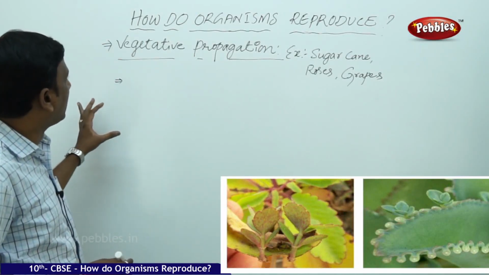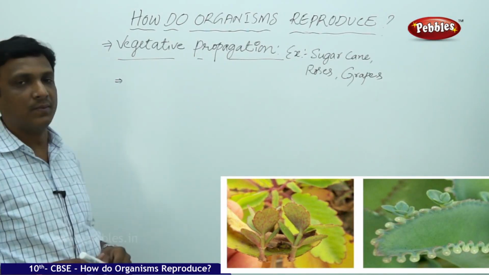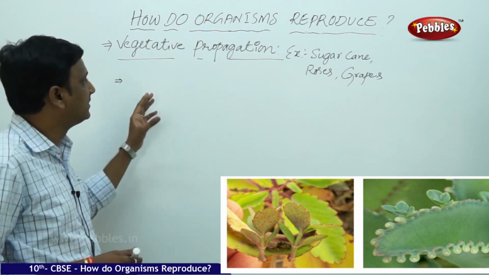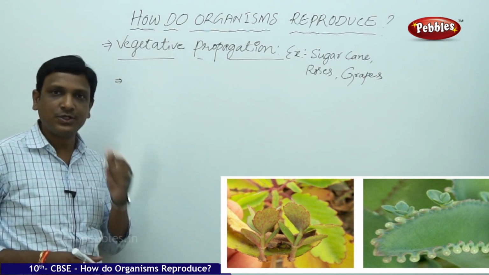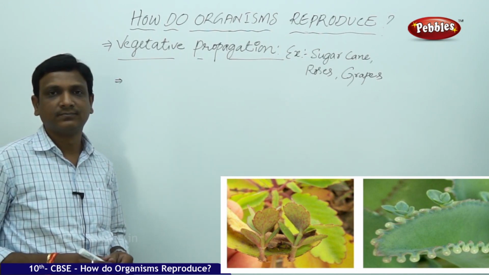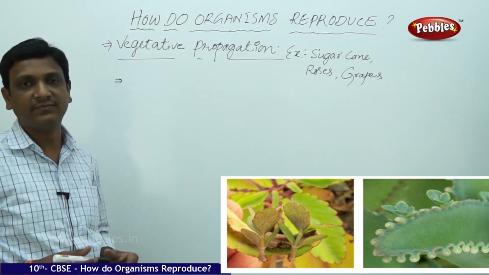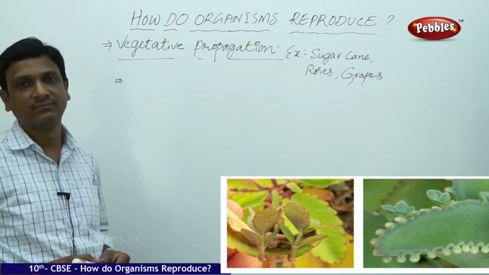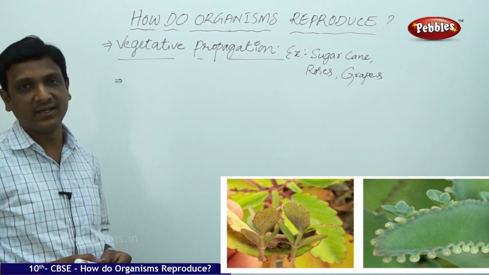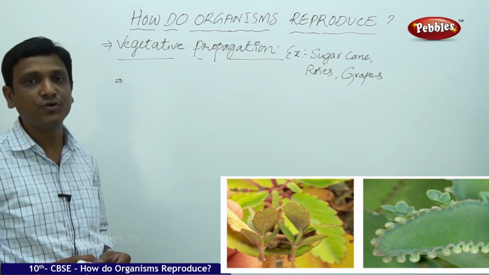So now let us look at another method or mode of reproduction in organisms, that is vegetative propagation. These are methods that are applied in plants to get various agricultural benefits. Many of the plants are able to produce young ones from their vegetative parts.